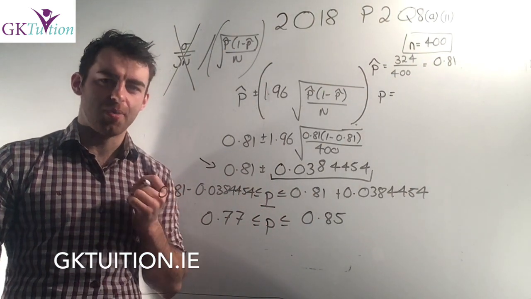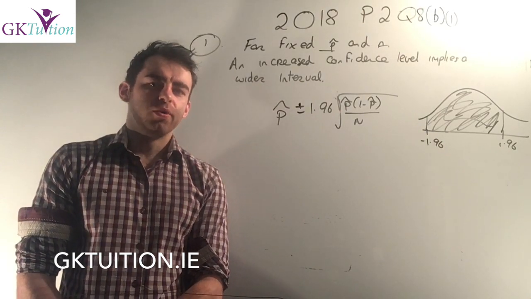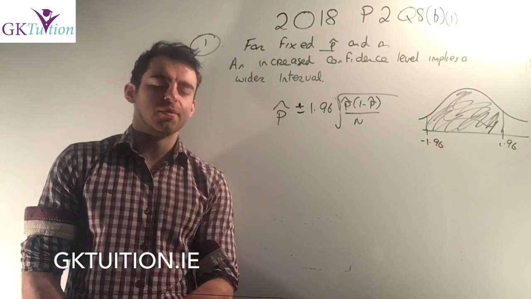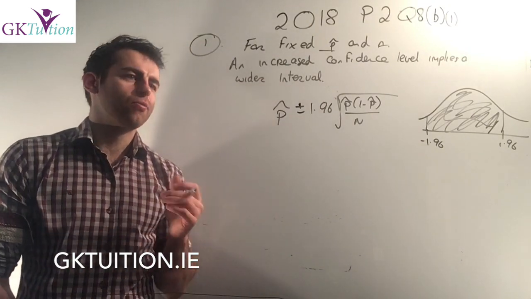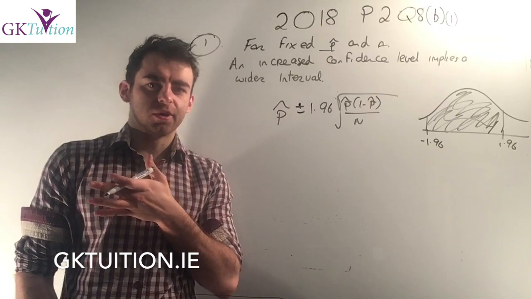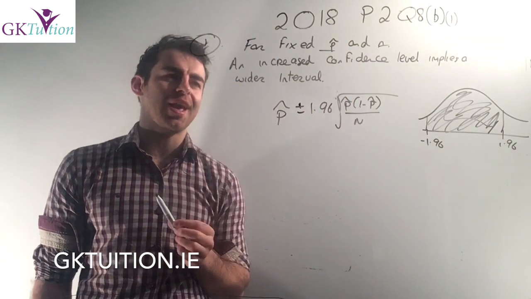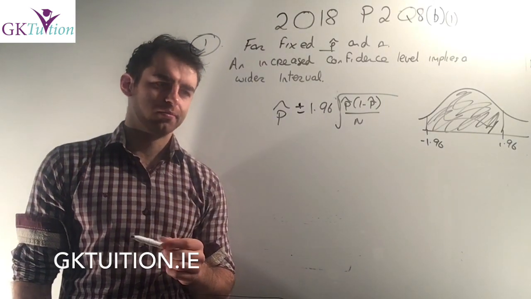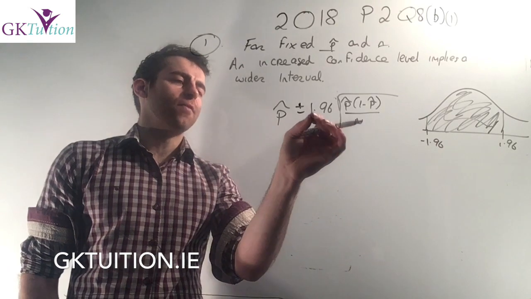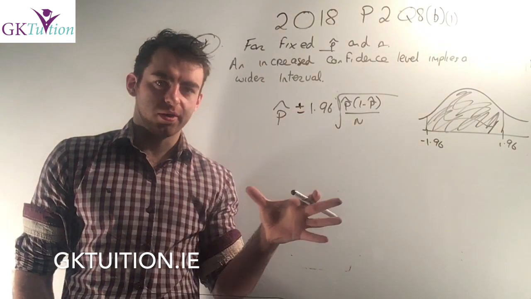Let's move on now and look at part B. For B part 1 here, we are given four different statements, and we have to state whether they're always true, sometimes true, or never true. Now, for the first one here, it says for confidence intervals, for fixed values of P hat and N, an increased confidence level implies a wider interval. So if I want to be more confident about my results, my interval needs to be wider. That's what they're stating.